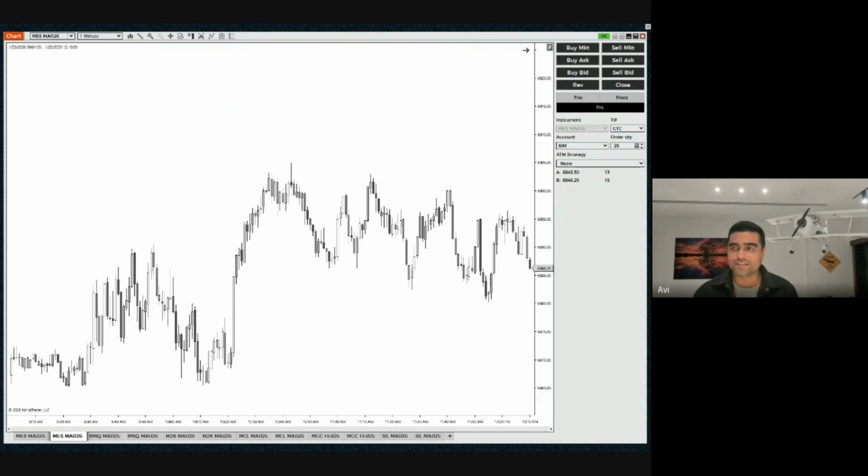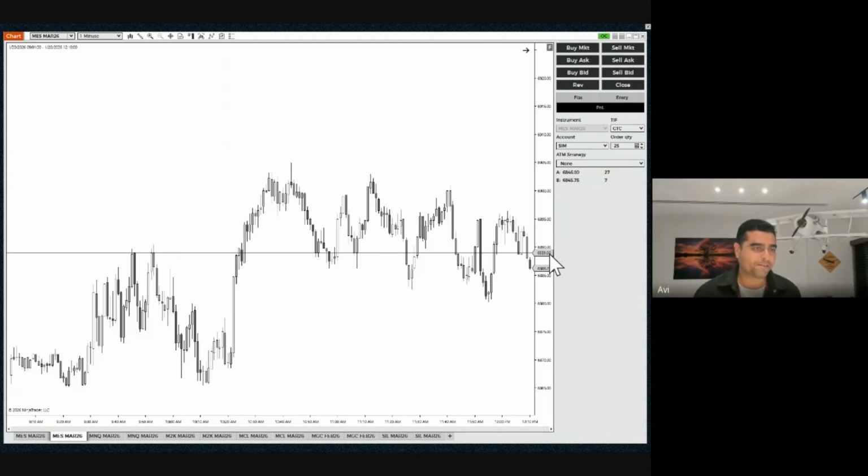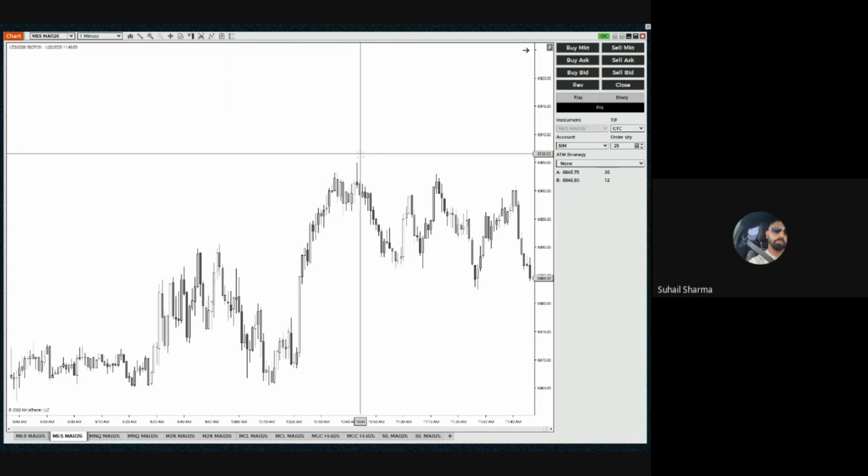Yeah, Sahil, go ahead. Hey, good morning, Avi. So right before this inverted hammer, there are two green candles. So do you think someone can enter in here for a long position, or do you want the candles to be engulfing?